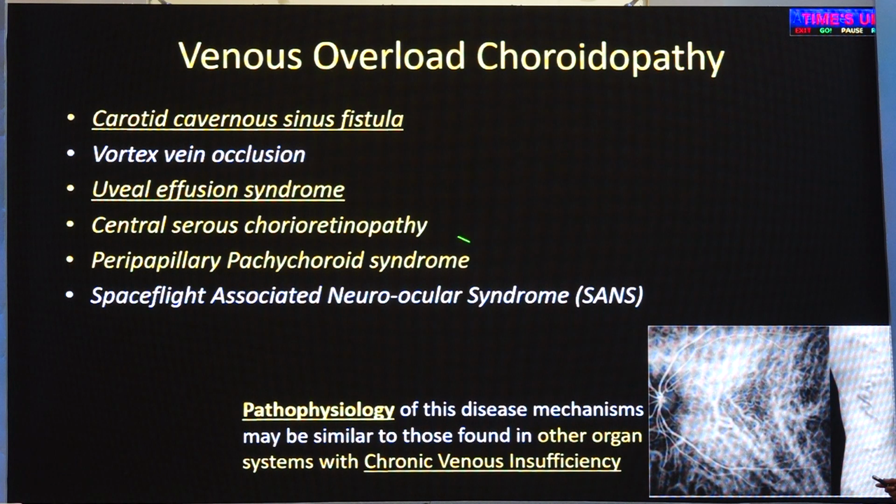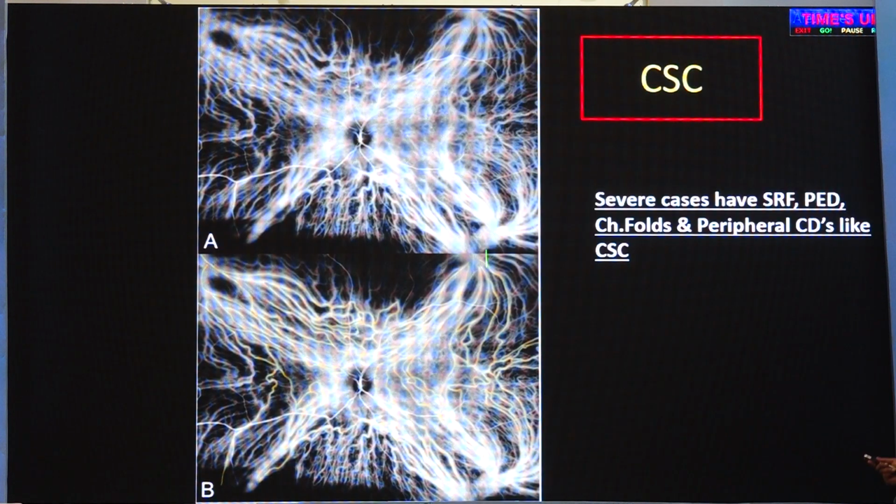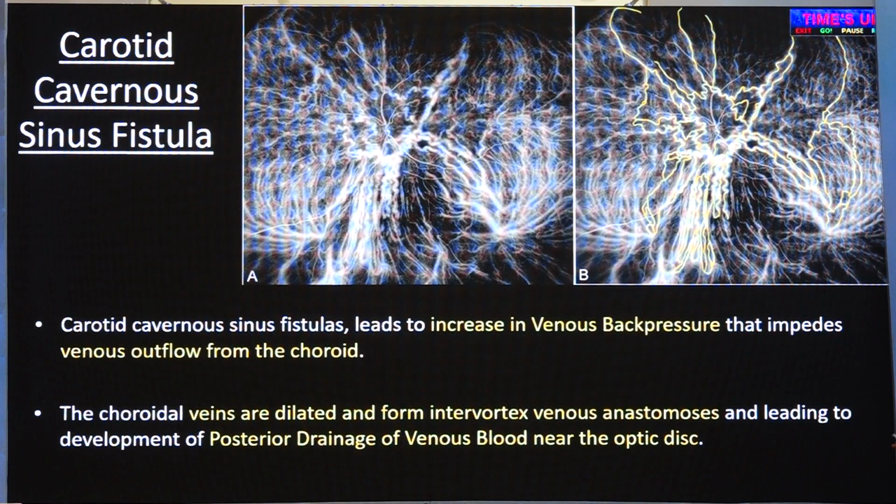Along with CSC and peripapillary pachychoroid, it can be uveal effusion syndrome and carotid cavernous fistula as well, belonging to this spectrum of diseases, and giving the same pathology of intervortex anastomosis and choroidal vascular congestion as in CSC. Here you see, in carotid cavernous fistula as well as uveal effusion syndrome, a similar kind of intervortex anastomosis happening.